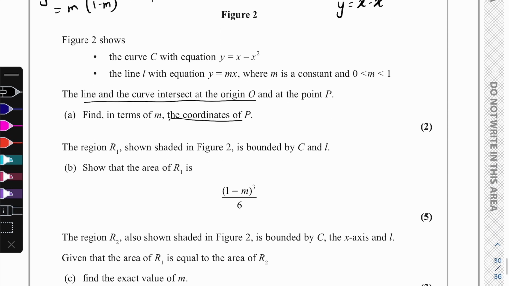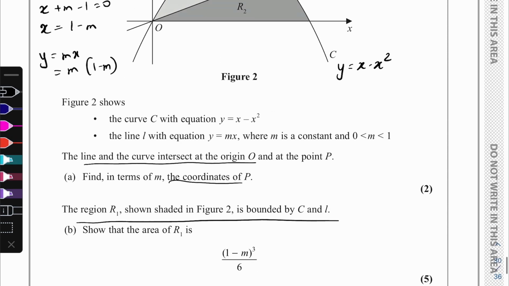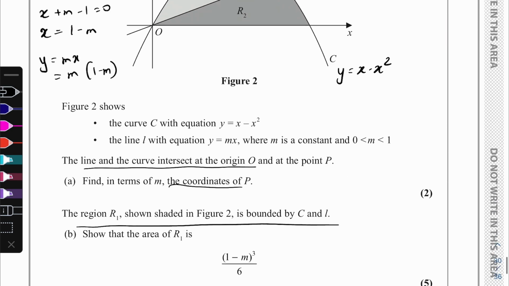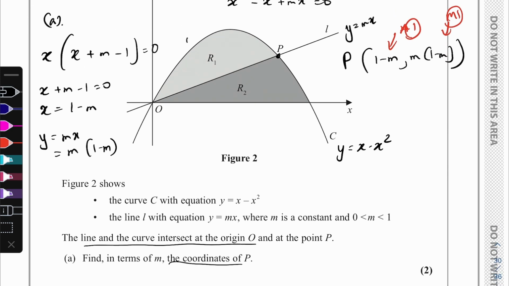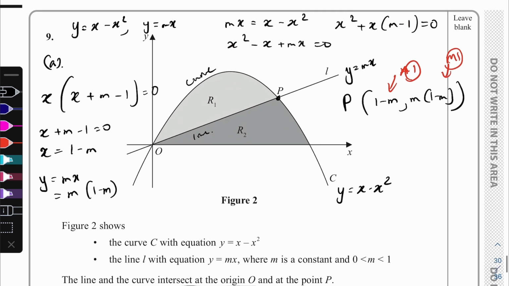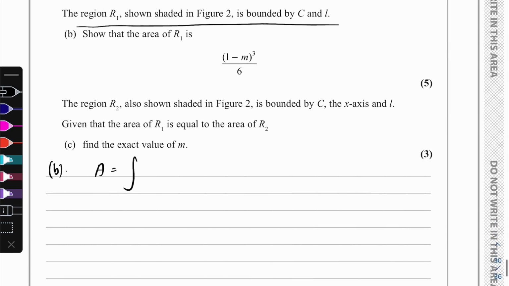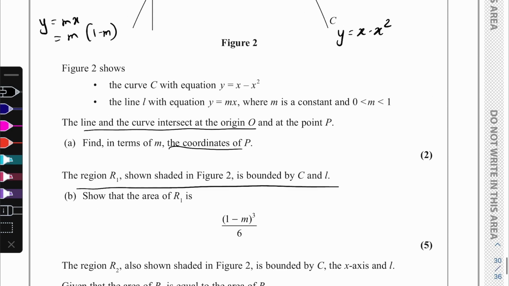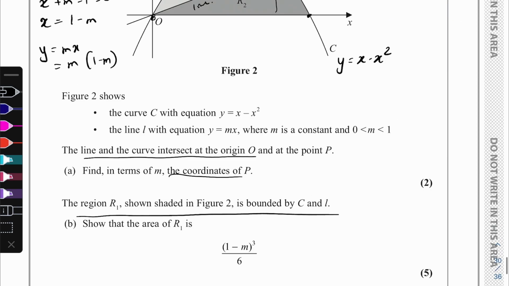So the region R1 shown shaded in figure 2 is bounded by C and L. Region R1, so this is the curve, take away the line. So show that the area R1 is this. So let's do that. So let's look at the limits. The limits are 0 and the x coordinate of P, which we worked out is 1 minus m.